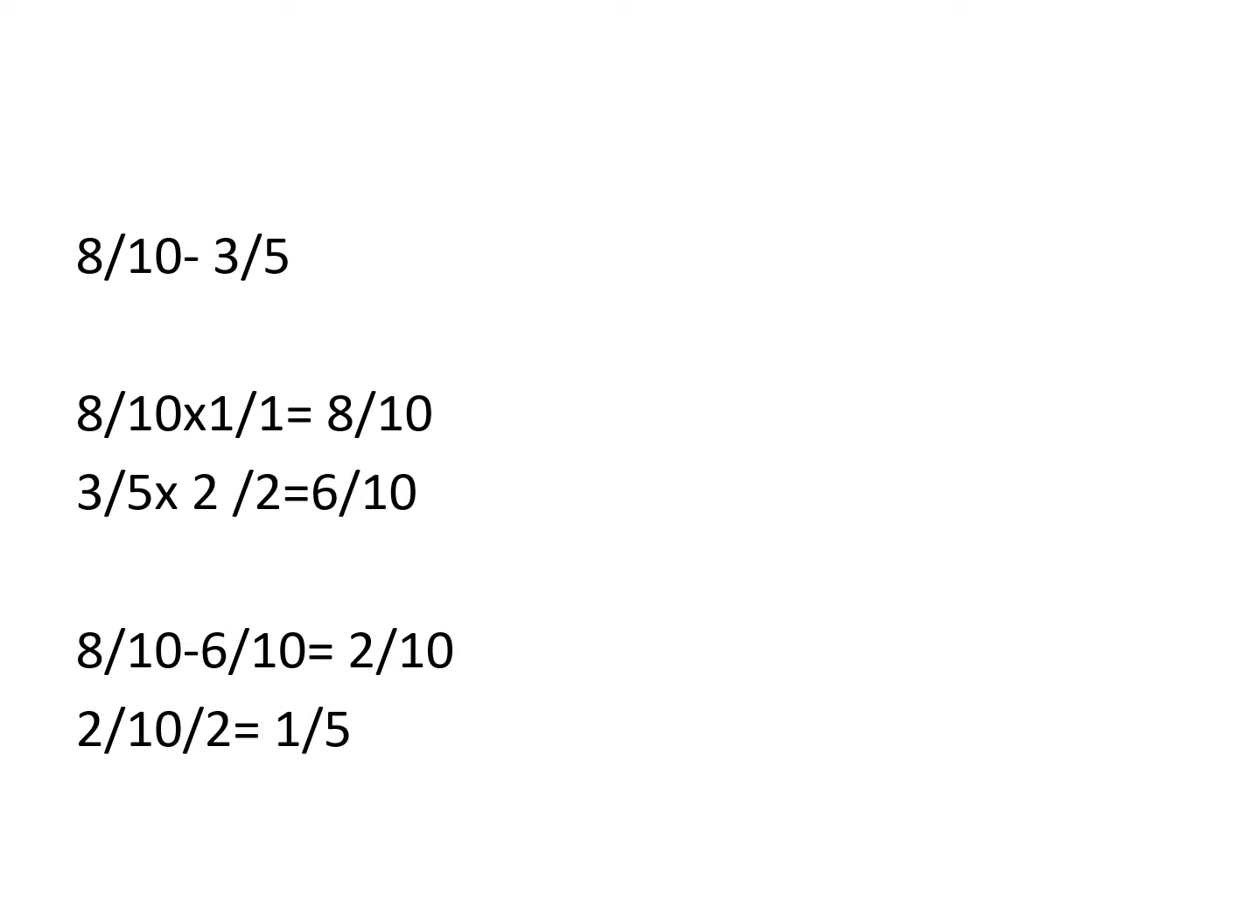The first fraction is 8 by 10 minus 3 by 5. First fraction multiply by 1. The answer is 8 by 10. Second fraction multiply by 2. 3 2s are 6, 5 2s are 10. Again the same denominators, that's why we can subtract the numerators. 8 by 10 minus 6 by 10. The answer is 2 by 10. 2 by 10 divided by 2. The answer is 1 by 5.